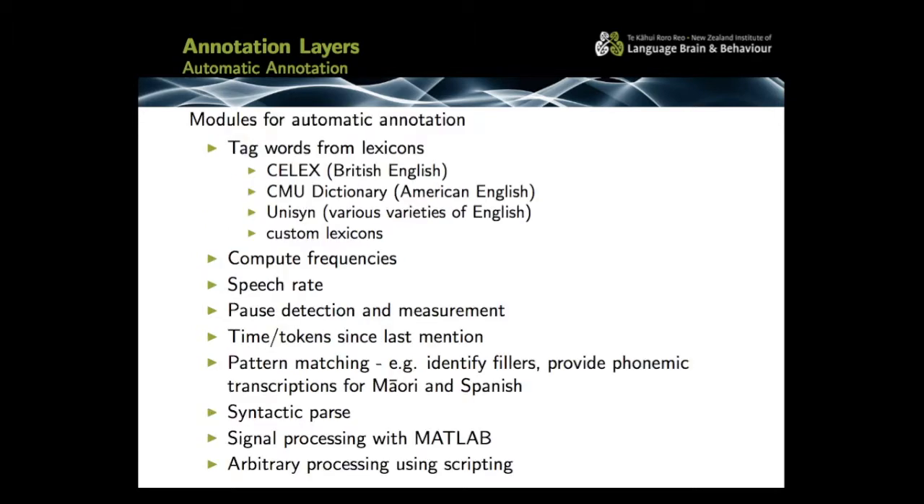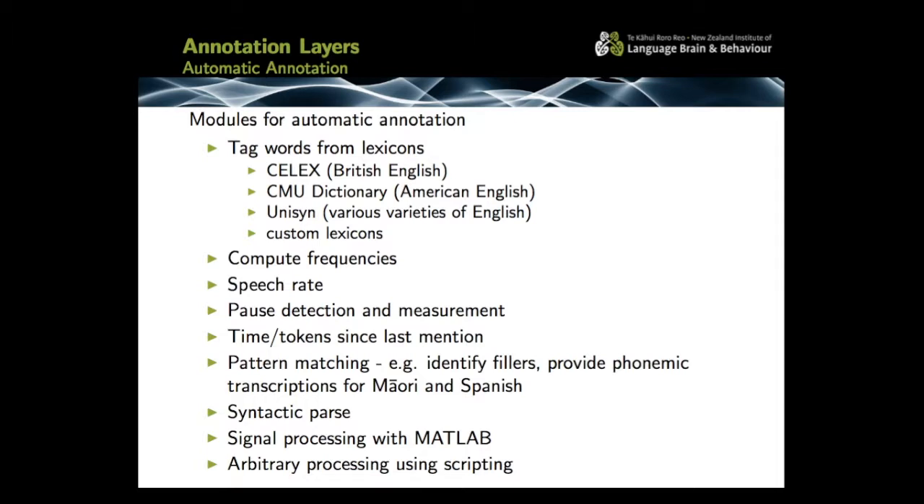There are also a number of modules that perform various automatic tasks for annotation. For example, you can tag words with their values from particular lexicons. For example, the CELEX lexicon includes phonemic transcriptions, morphological parses, part of speech information, frequency information, and each of these things can be a layer of annotation that you add to your transcripts.